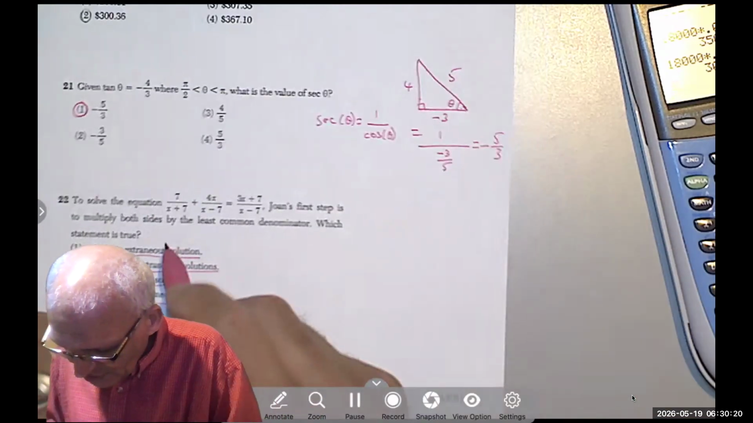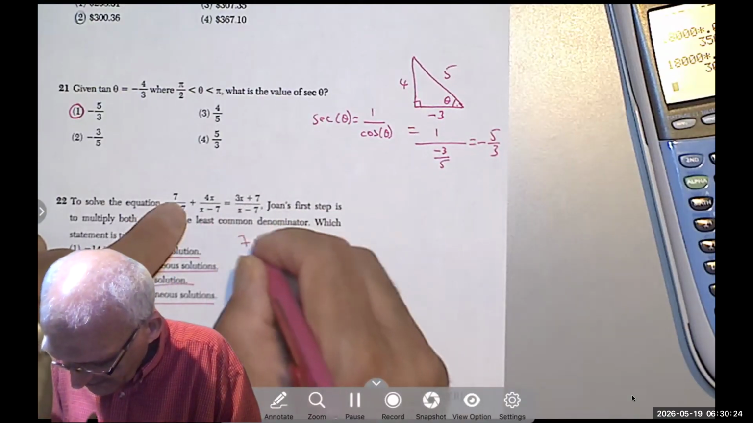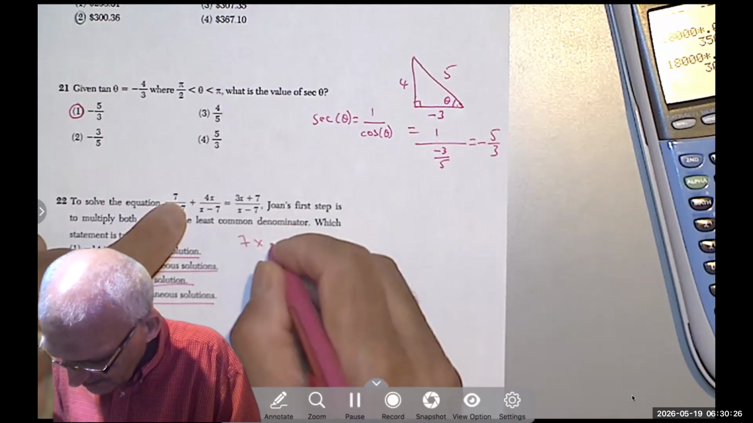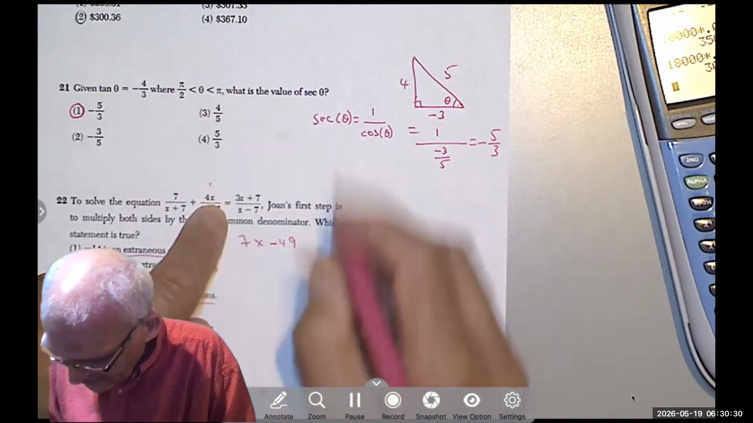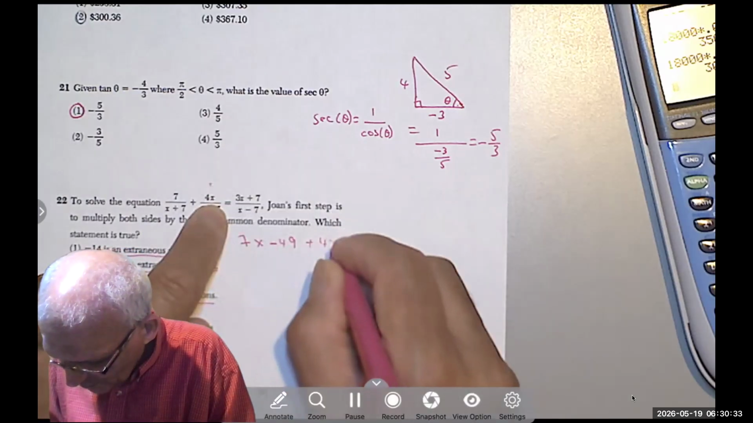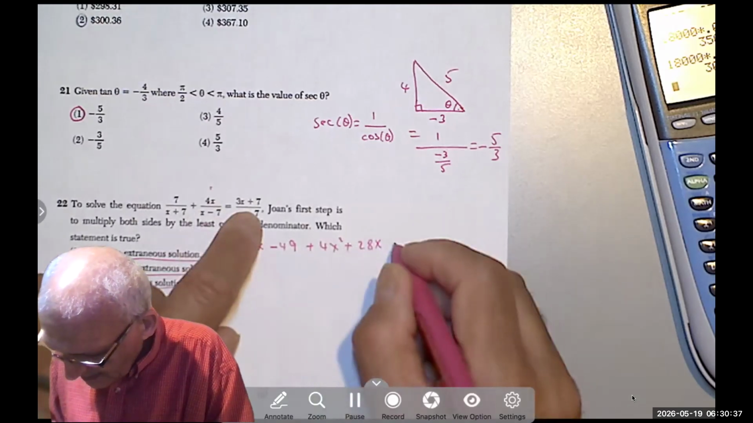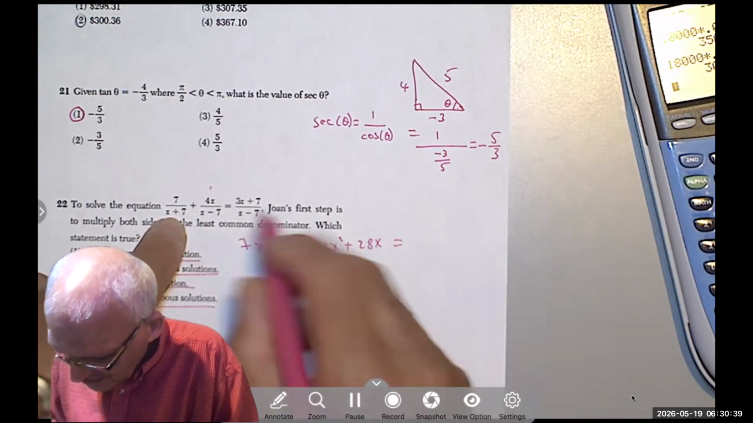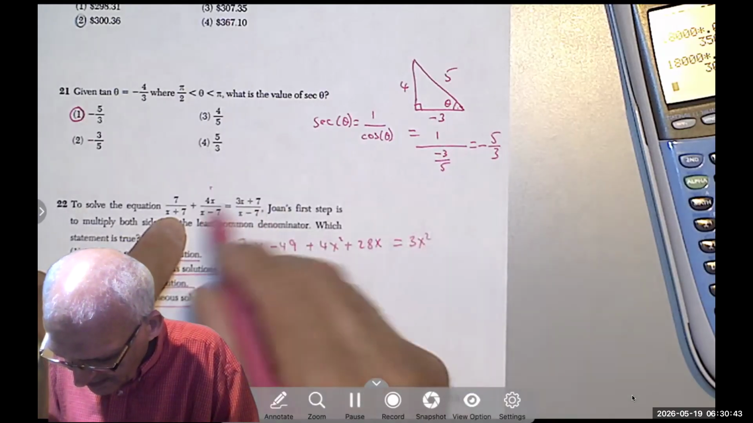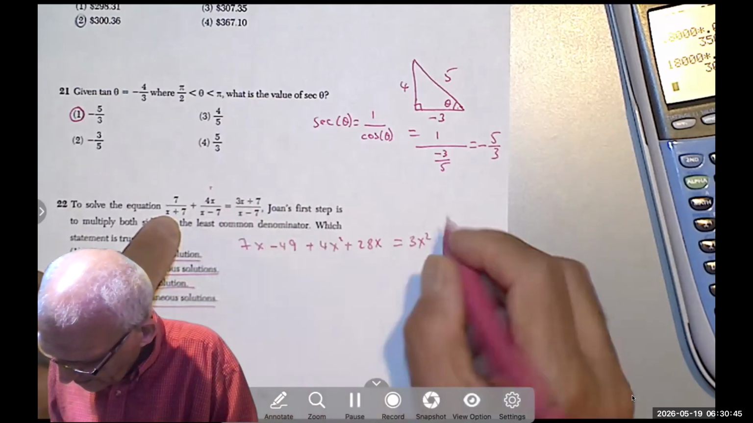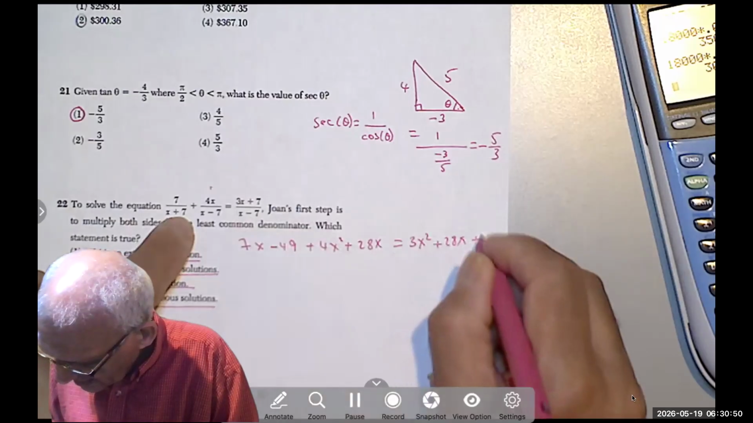Okay, so when you multiply, I would multiply the 7 by x minus 7. So that would give me 7x minus 49. I would multiply that by x plus 7, so plus 4x squared plus 28x. And I'm going to multiply that by x plus 7. So I will get 3x squared, and then 3 and 4, meaning 28x, and 7 times 7, 49.